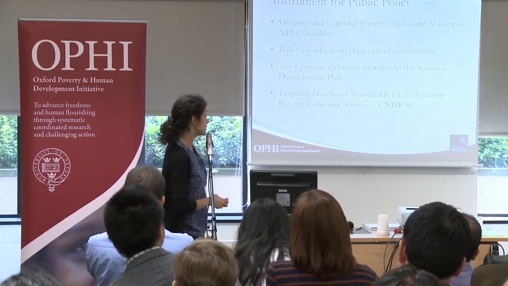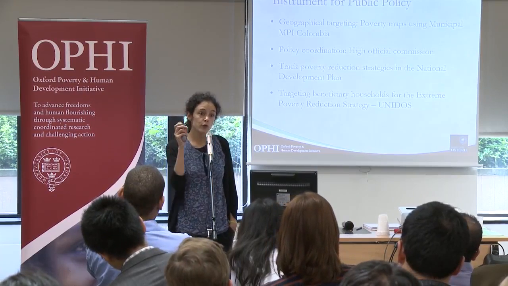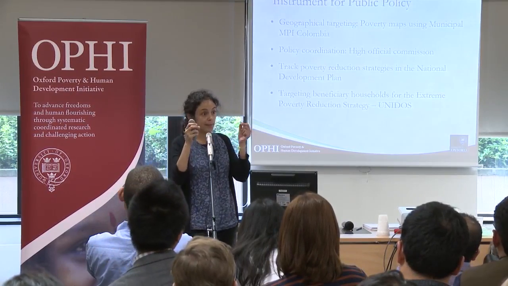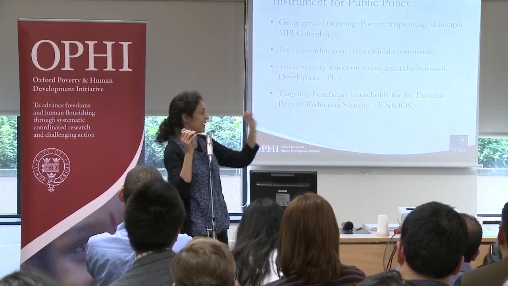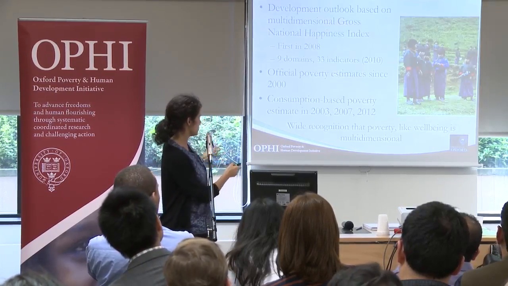Here are some examples. They have made poverty maps. Using the census data for 2005, they proxy the MPI at the municipality level. And they made graphs.